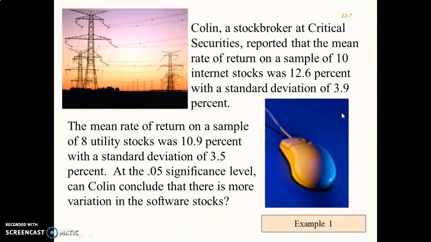Let us have some example. Colin, a stockbroker at Critical Securities, reported that the mean rate of return on a sample of 10 internet stocks was 12.6% with standard deviation of 3.9%. The mean rate of return on a sample of 8 utility stocks was 10.9% with standard deviation of 3.5%. At 0.05 significance level, can Colin conclude that there is more variation in the internet stocks?